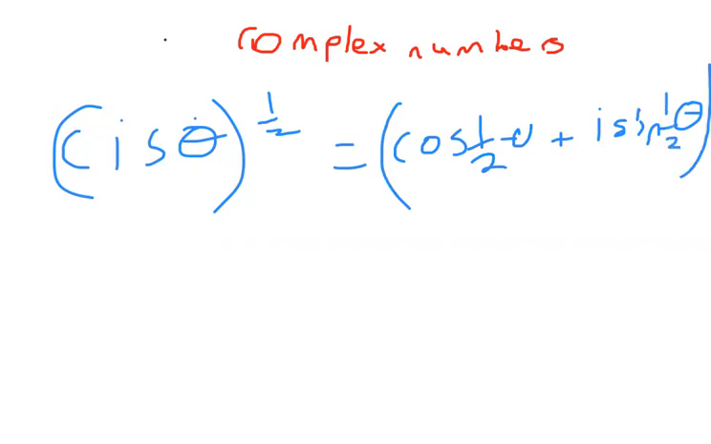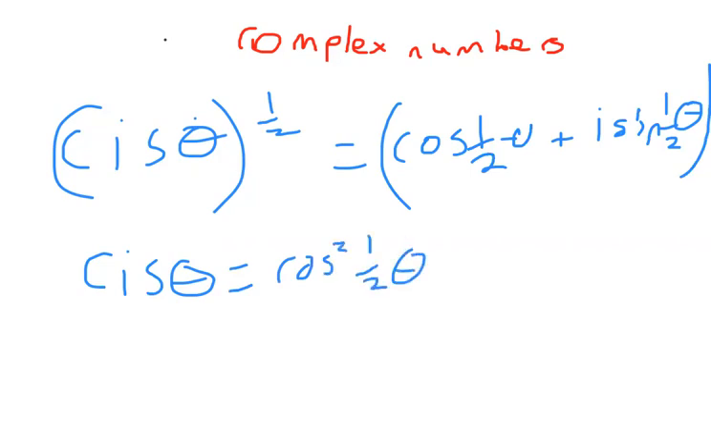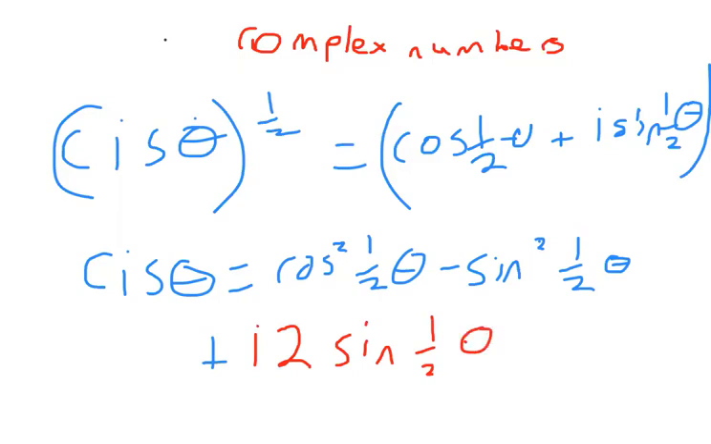Now, if we square both sides of this equation, we get cis. Remember, something to the power of a half is the same as rooting it. So cis theta equals cos squared half theta minus sine squared half theta plus i 2 sine half theta cos half theta. I'm going to put that in yellow brackets. Yep. So the real is the blue part, and the imaginary part is the red.